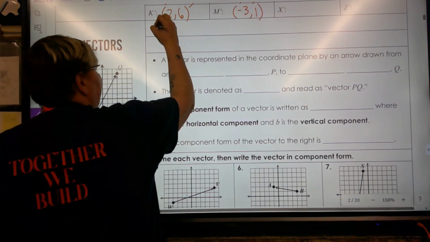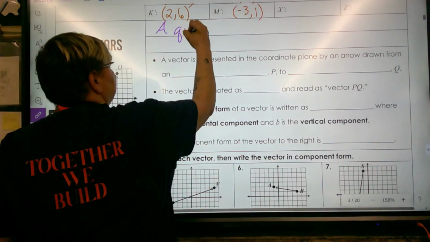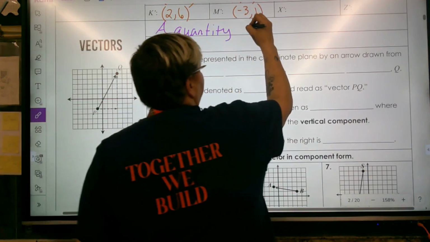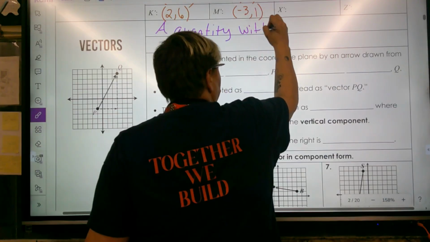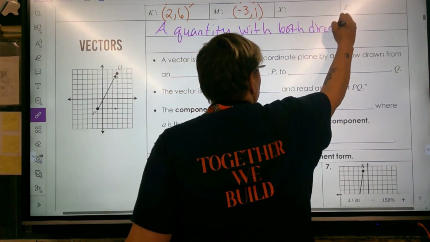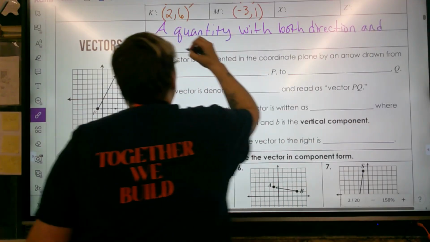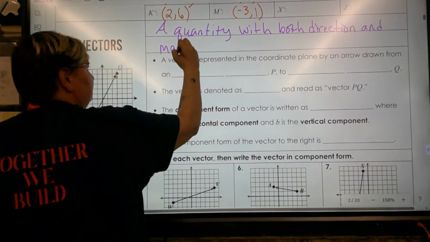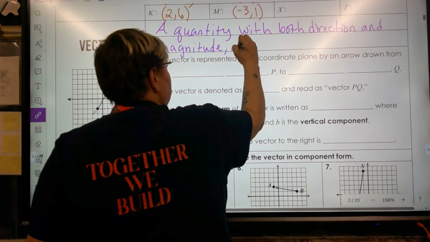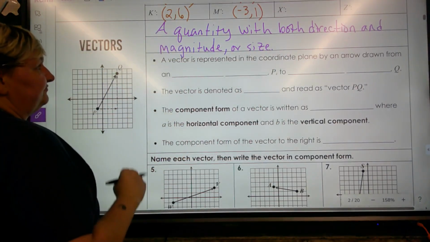A quantity with both direction and magnitude or size. All right?